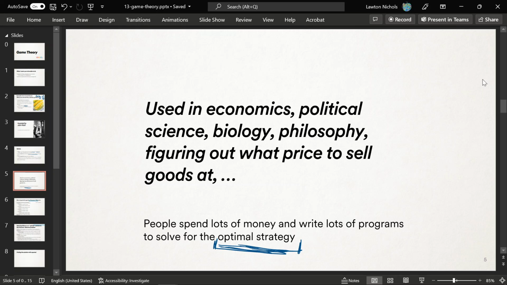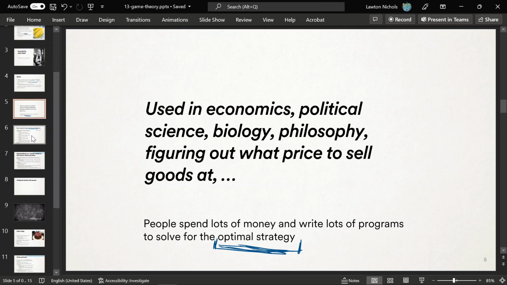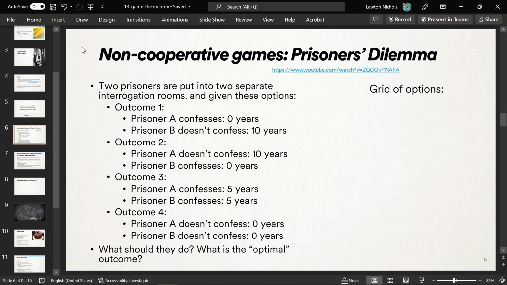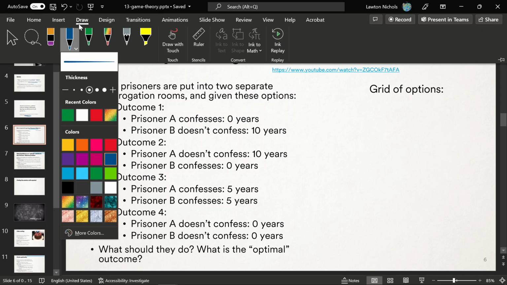All right. So the topic that I want to talk about first is the standard non-cooperative game that everybody learns about when they learn about game theory. It's called the prisoner's dilemma. So let's go into that one. It has a very interesting solution. We're going to solve the prisoner's dilemma. We're going to see what should happen.